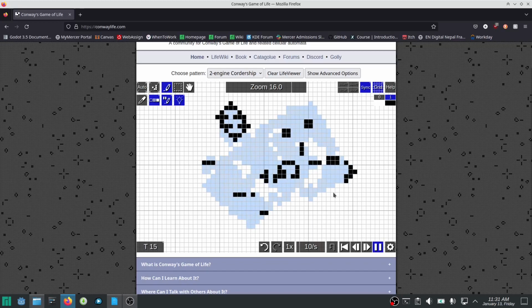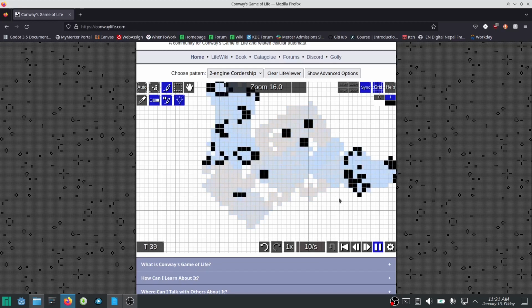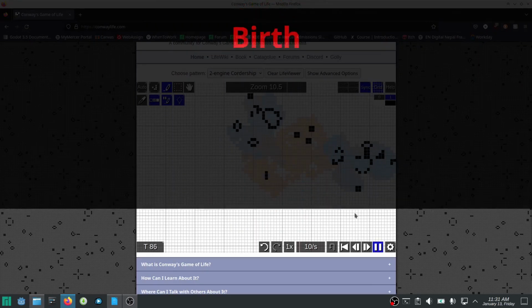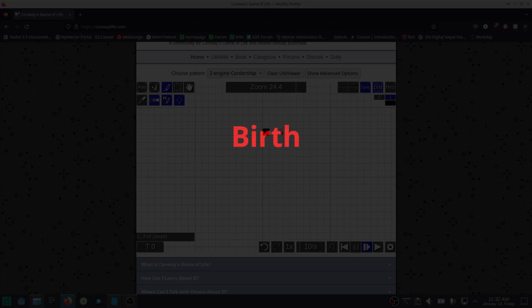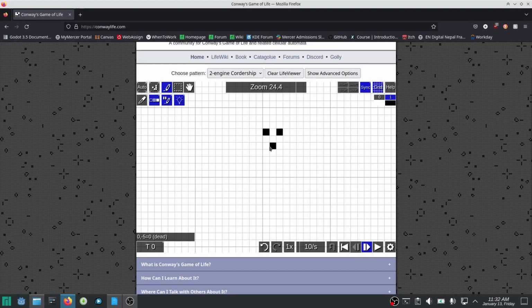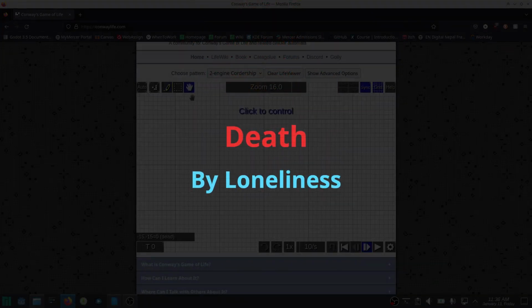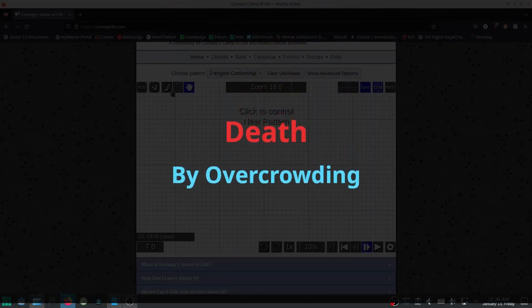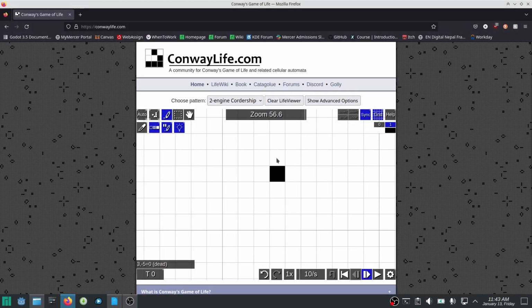The game consists of grids which can either have a state of dead or alive and is dictated by 3 basic rules. Rule number 1, birth. Each cell that is dead, which has exactly 3 live neighbors around it, will come alive in the next generation. 2, death by loneliness. A live cell with less than or equal to 1 adjacent living cell will die in the next generation. Number 3, death by overcrowding. A live cell with more than or equal to 4 adjacent living cells will die in the next generation.